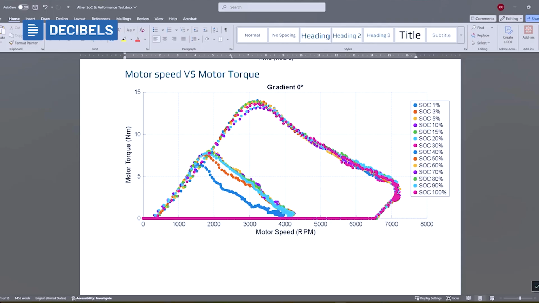One more thing we can observe is the 3% and the 1% curve. When the vehicle reaches, let's say, below 5%, something like 3%, there is an even further drop in the performance. At 1%, it is still achieving something, but we can see it is trying to do its best as possible.